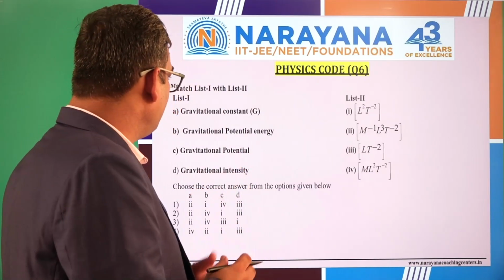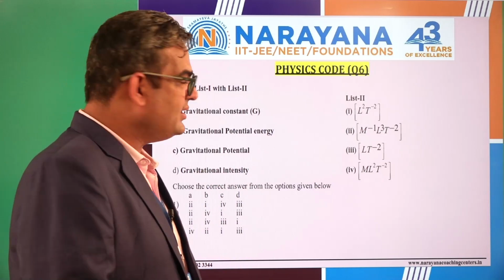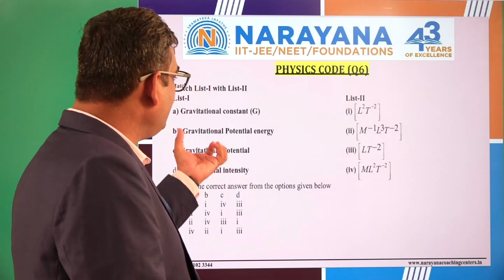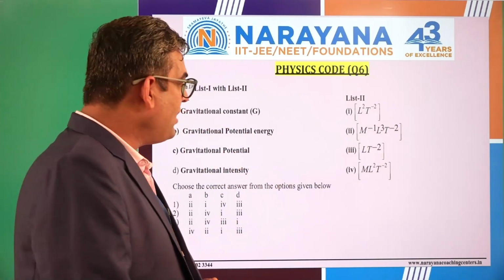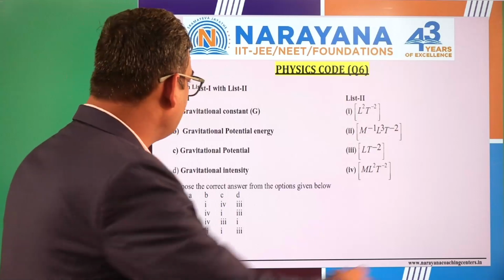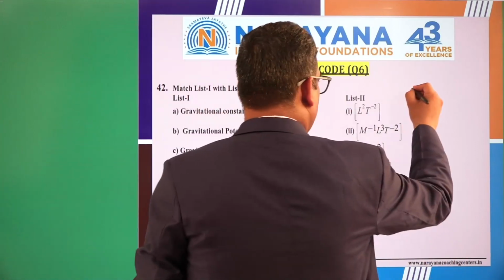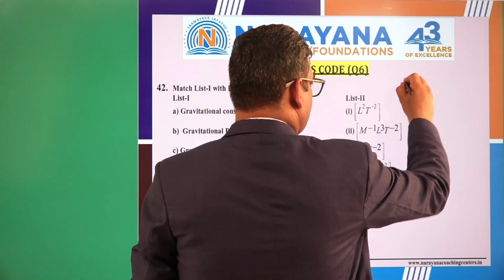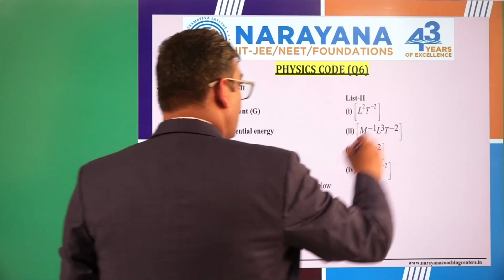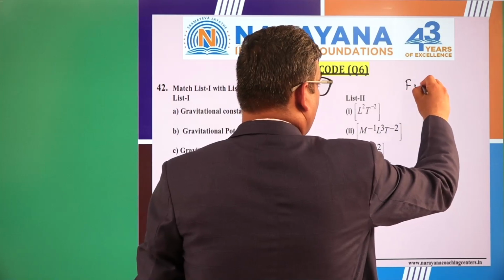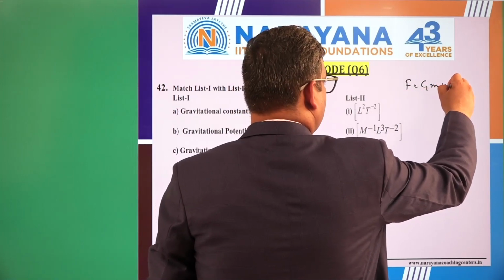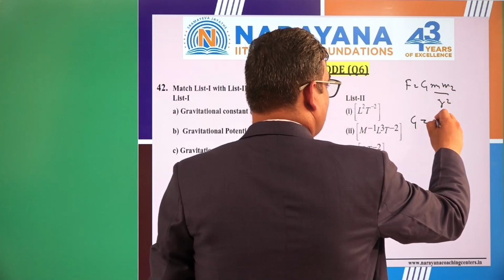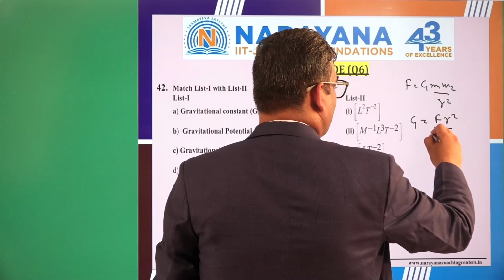Let's start with question number 42. There are two lists given. In list 1 there are some physical quantities and list 2 contains their dimensional formula. So we have to calculate the dimensional formula, or if we remember them we can directly do this question. But for example, if we want to calculate the value of capital G, we can use this relation, force equals G m1 m2 divided by r square. So G is having the relation F r square divided by m1 m2.